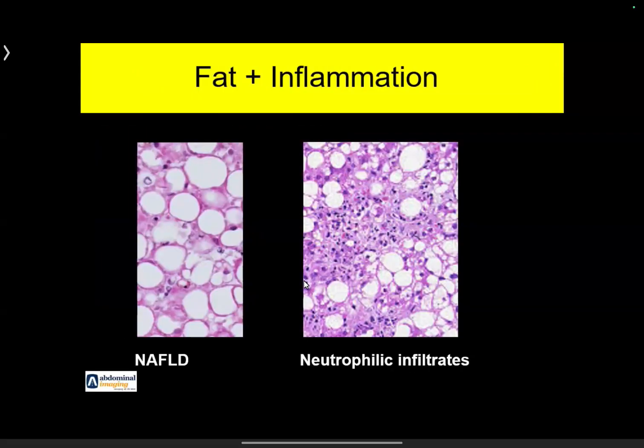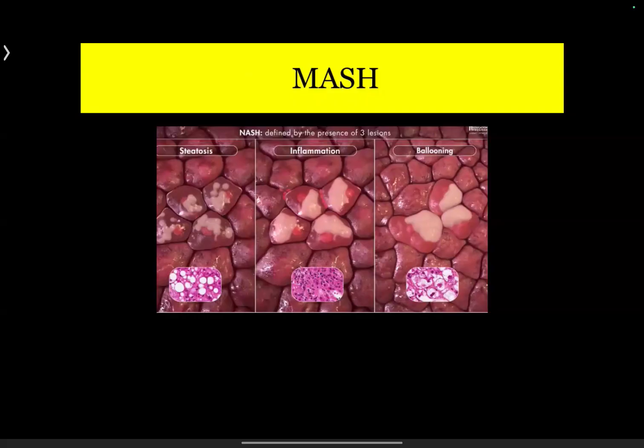So then the inflammation starts. So like here, this is just fat, but here you can see neutrophils have come up in the image. So the inflammation has started. So when you have fat, as in steatosis, and then you have neutrophils, meaning the inflammation has started, then this all leads to a stage called ballooning.